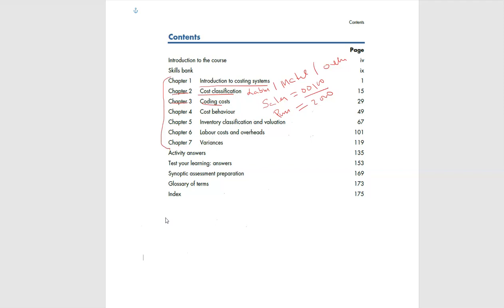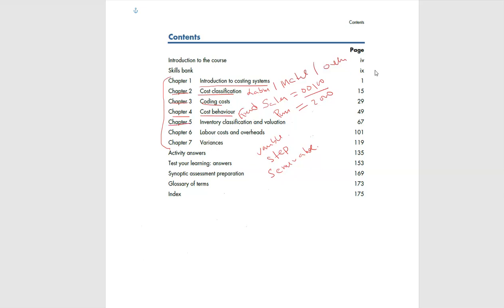The next chapter, chapter number 4, is cost behavior. From this chapter we're going to see how many types of cost we have, for example fixed cost, variable cost, step cost, and semi-variable cost. How these costs work and what they mean, we're going to see in that chapter, cost behavior. So cost behavior will tell us how many types of cost we have, for example variable cost, fixed cost, step cost, semi-variable cost, all of this.